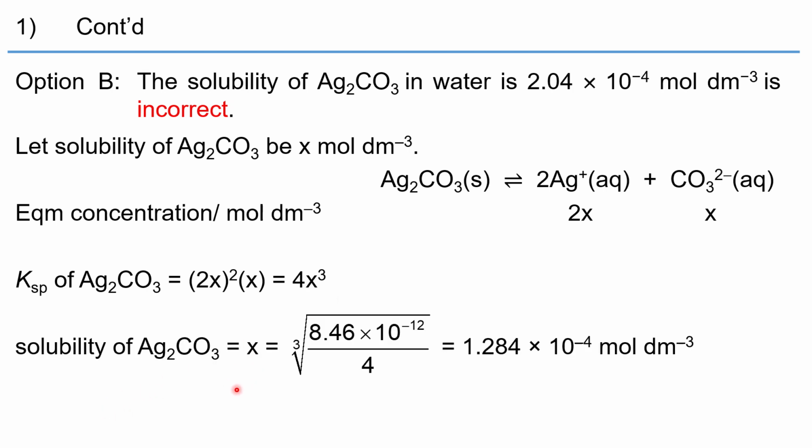So what we're going to do here is find out the x value. You're given in the previous table that your Ksp value is 8.46 times 10 to the minus 12. So what you have to do here is go backwards: you divide by 4, then you cube root the answer. So the solubility of your silver carbonate should be 1.284 times 10 to the minus 4 moles per dm cube.